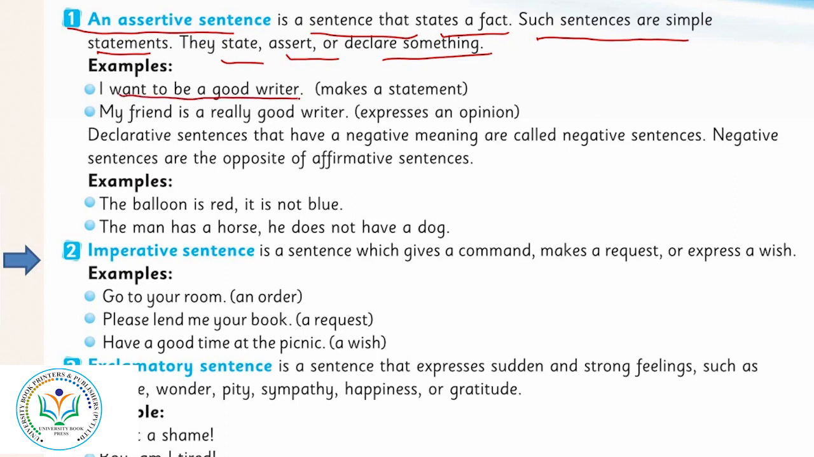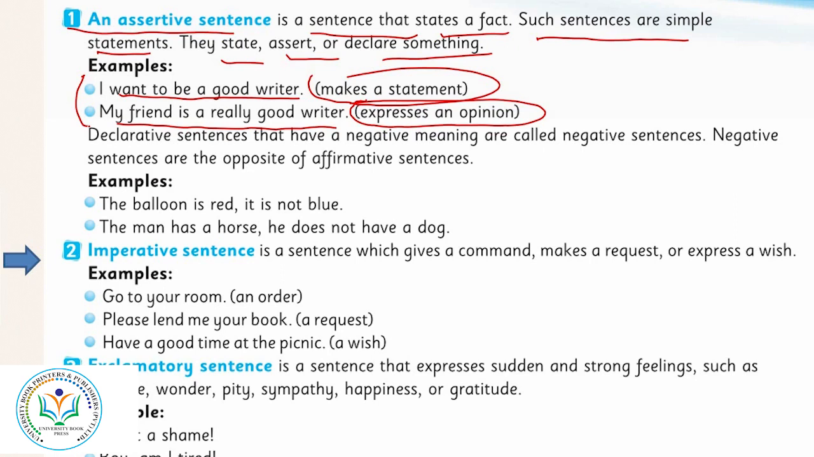I want to be a good doctor. It is a declarative sentence. This person is telling you about that. He's declaring that he wants to be a good doctor. It's just a statement. My friend is a really good writer. It expresses an opinion. Both sentences are included in the assertive sentence, because this is an opinion statement, a declarative sentence and a simple sentence here.